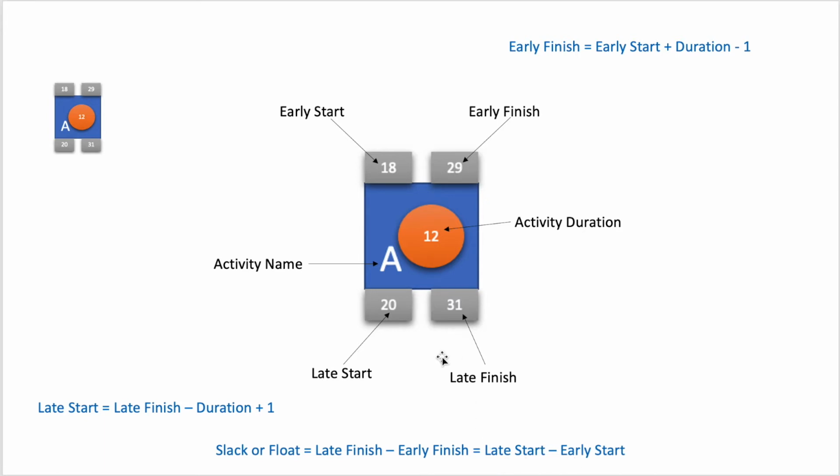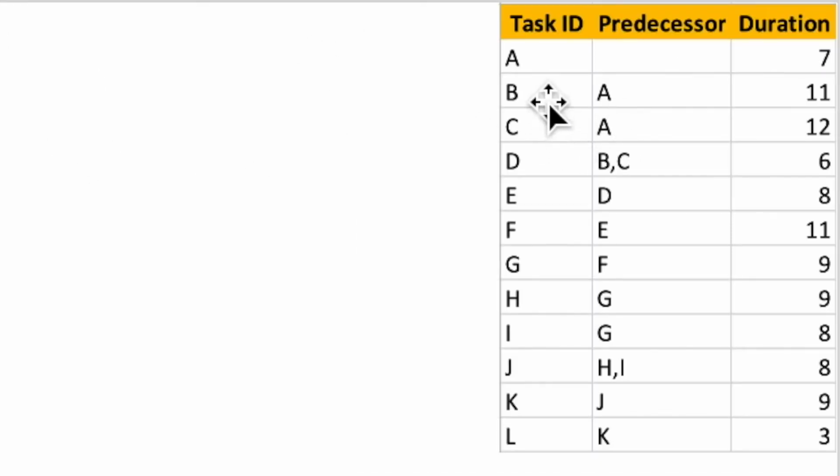So with this background, let us start building our network. So I will just copy this and go on to a blank sheet. So here I have planned for you one project estimate and plan that we will try to create a network for.